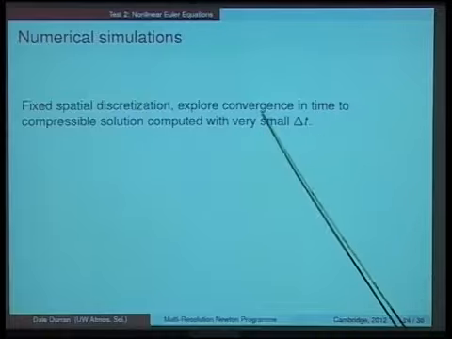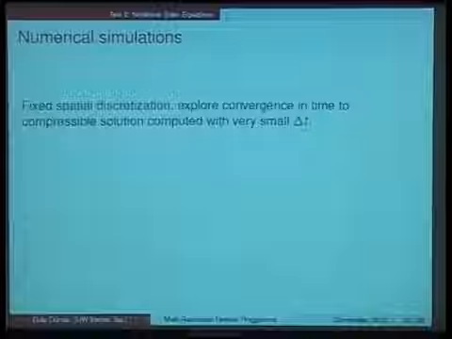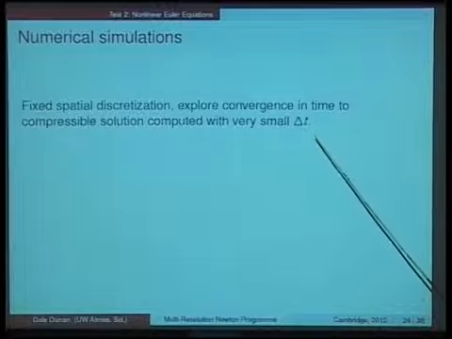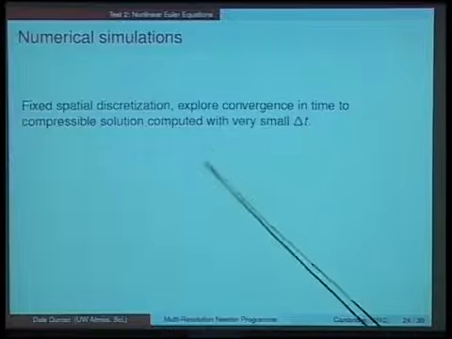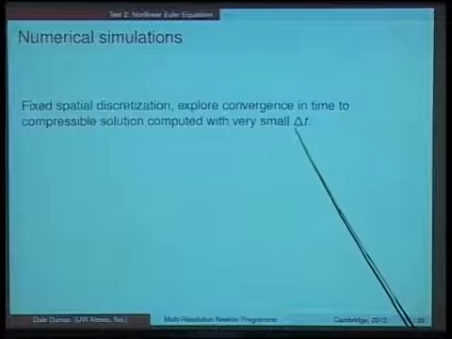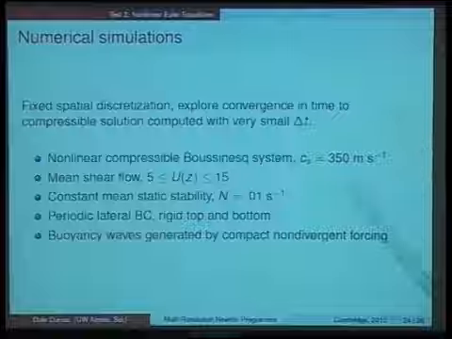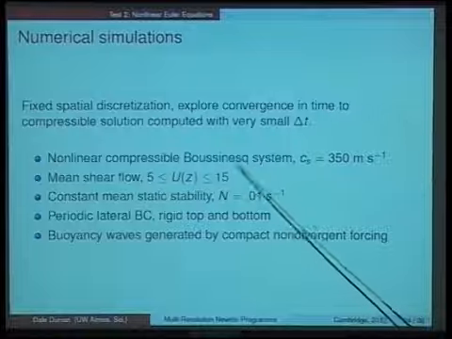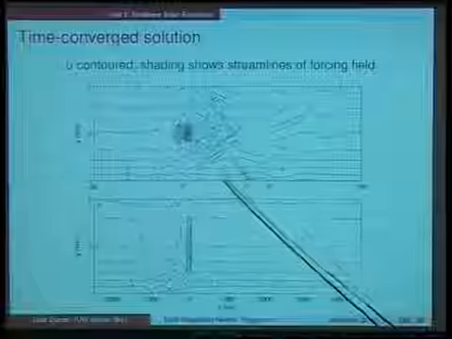So we also have an analysis of a linearized system that supports sound waves and gravity waves. I'm skipping over all of that. I want to talk about some numerical simulations with a fixed spatial discretization to explore convergence in time to a compressible solution to a gravity wave problem, computed with very small delta t. A fourth order Runge-Kutta method was used to compute the solution. And so actually, I think I'm just going to show the picture.